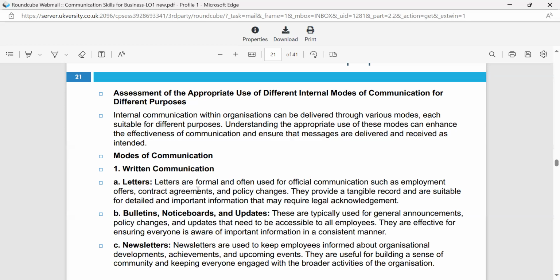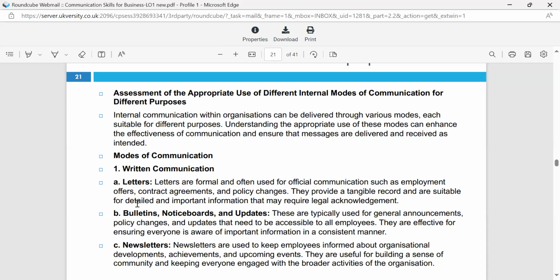So there are different modes of communication that we're going to go through. And the first one is written communication. Written and oral communication are two ways humans communicate with each other. They are an essential skill in society. We need to live in a society with others, so we need to communicate.